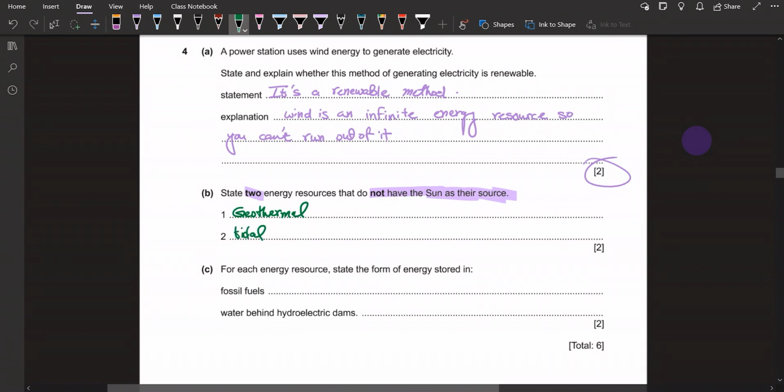And the reason behind that is because it involves movement of tides or oceans, and it has nothing to do with the sun's energy. So we get 2 marks for this. Part C says for each energy resource, state the form of energy stored in each energy resource. So fossil fuels, of course, you know it's chemical energy, and water behind hydroelectric dams is going to be gravitational potential energy. So for this we can write chemical energy, and for this we can write gravitational potential energy, and we get 2 marks for this. And we are done with question number 4.